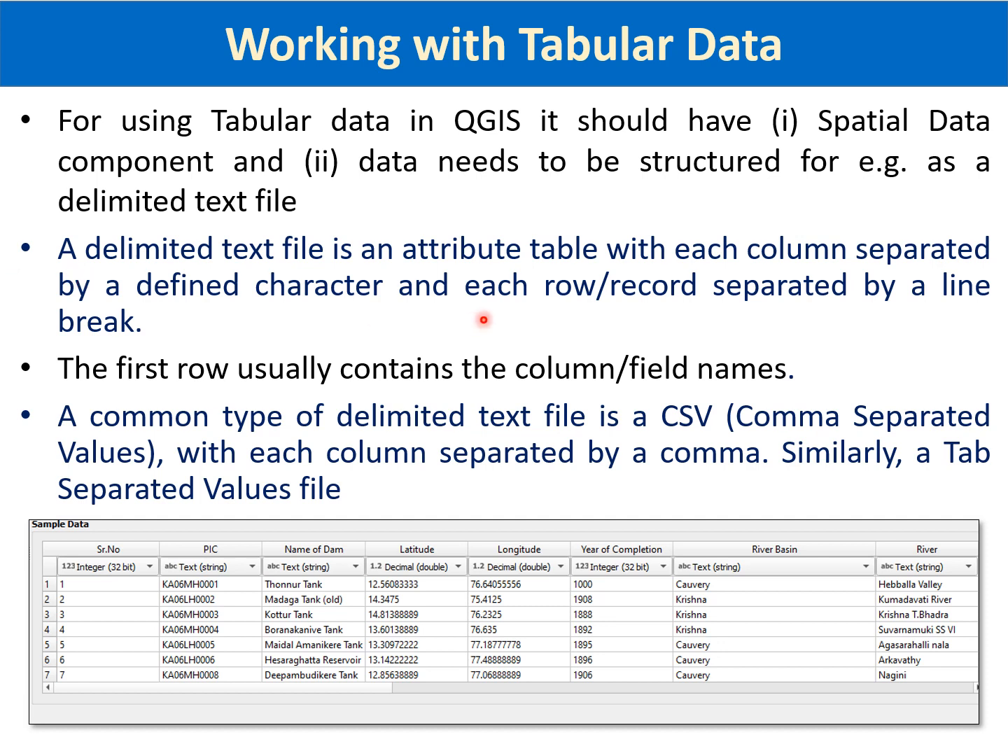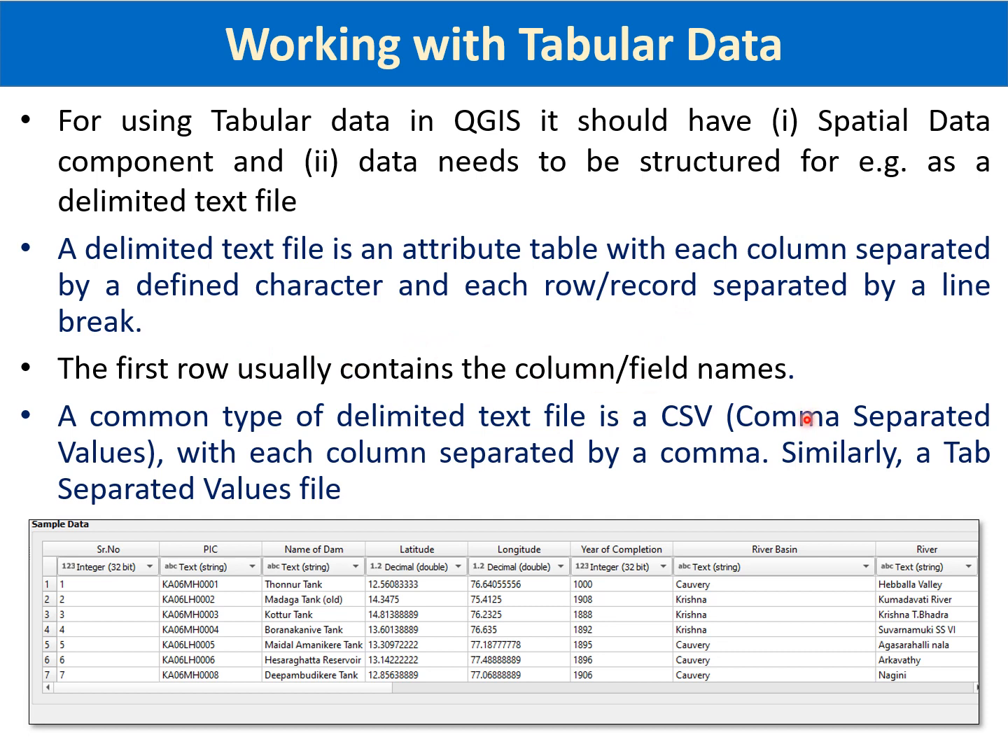A delimited text file is like an attribute table that we have seen in case of vector layers, with each column or field separated by a defined character and each row or record separated by a line break. The first row usually contains the column or field names.